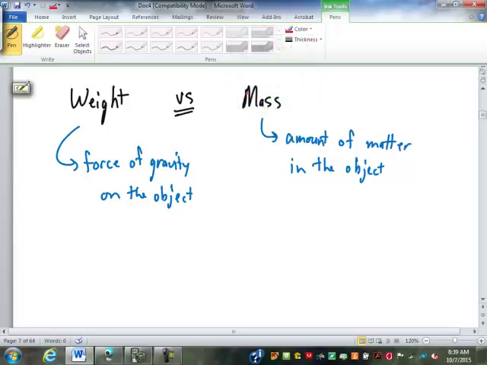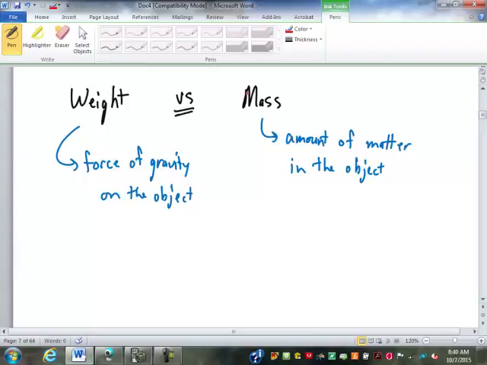Now, the force of gravity does vary slightly on Earth from one point to another. It is its smallest at the equator. It is at its largest at the North and South poles. But it's close enough to the same that we can consider it to be constant. Like I said, very slight differences. So the weight of an object on Earth is pretty much always the same no matter where you're at on Earth.